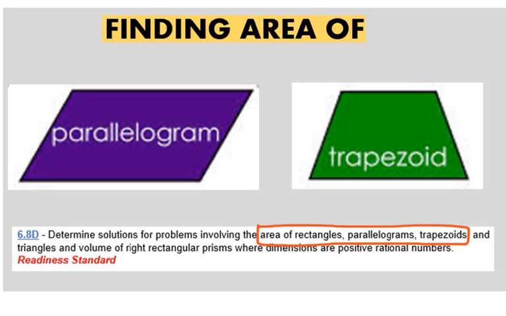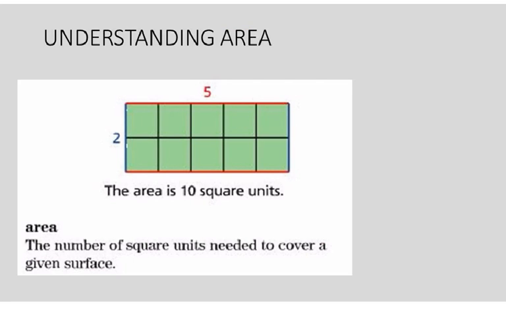Let's go and do a quick review. Be sure that we're understanding area. The definition of area is the number of square units needed to cover a given surface. So here's a diagram of a given surface, and it has the measurements: 5 units here and 2 units here. And when you draw everything, you end up with 10 square units.